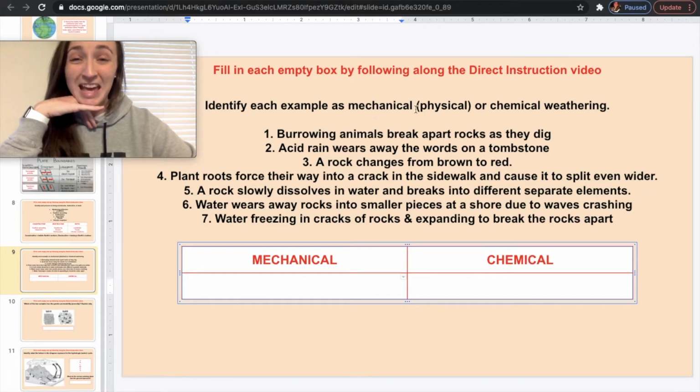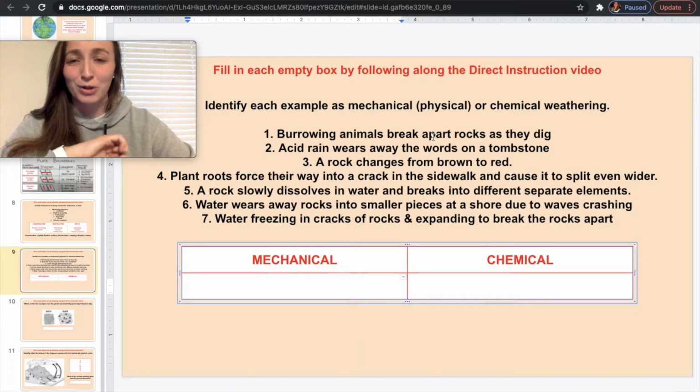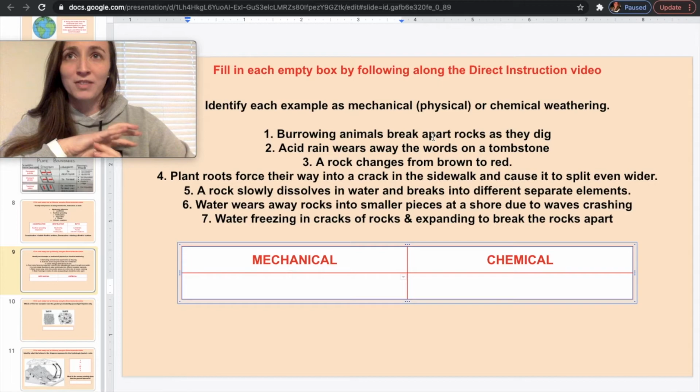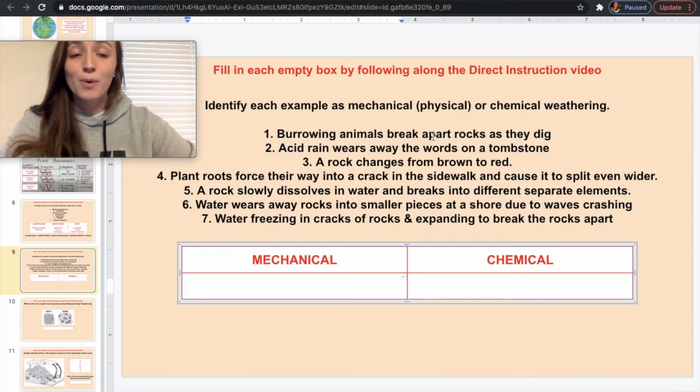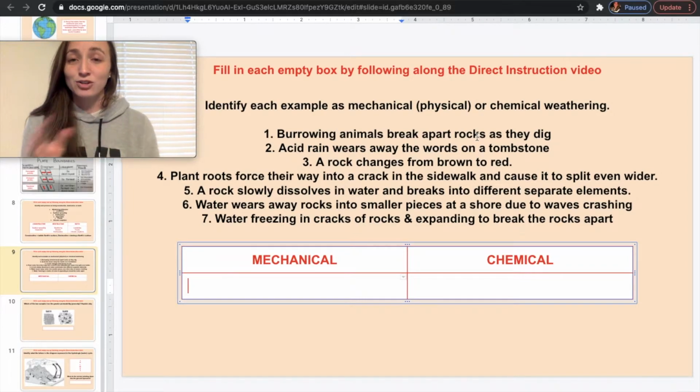We remember that mechanical weathering means that the rocks or the soil is just being broken down into smaller pieces. So what they're actually made of does not change, they're just made to be smaller. But with chemical weathering, the actual chemicals and everything that is making up that rock or that soil is totally changing. So it's not the same exact thing as it was before.